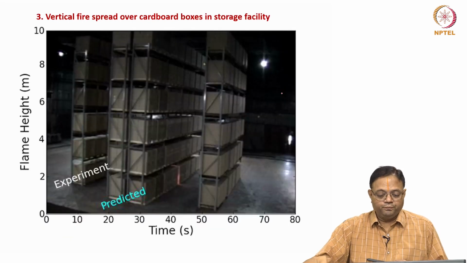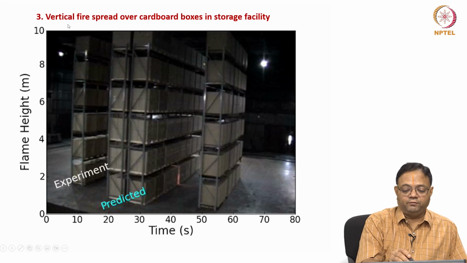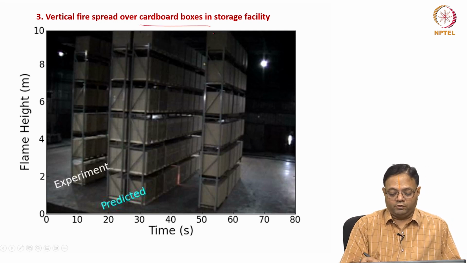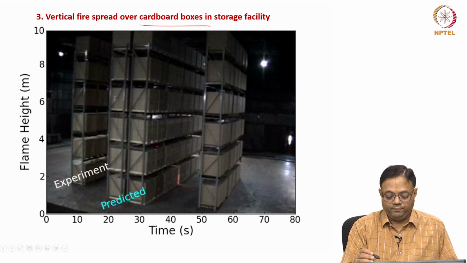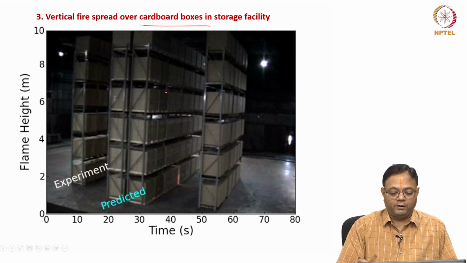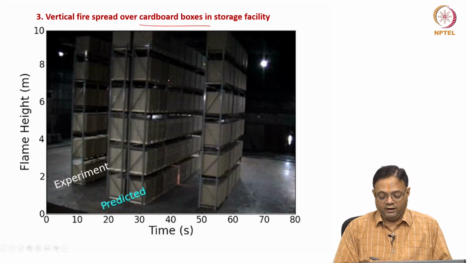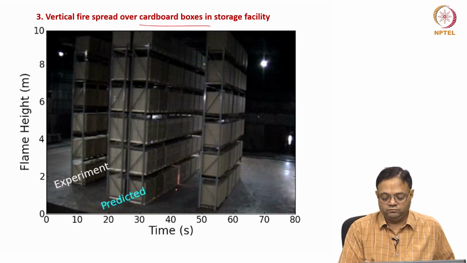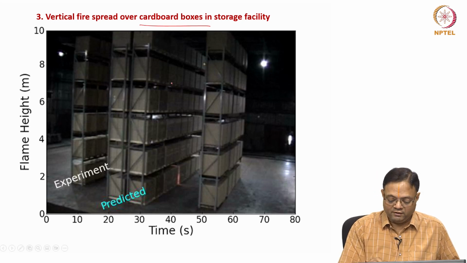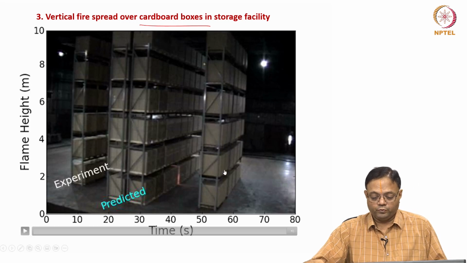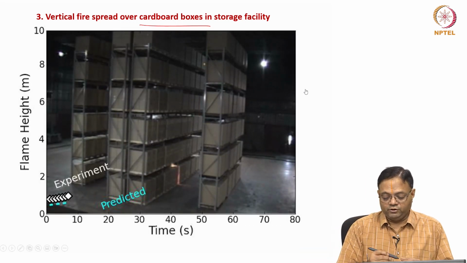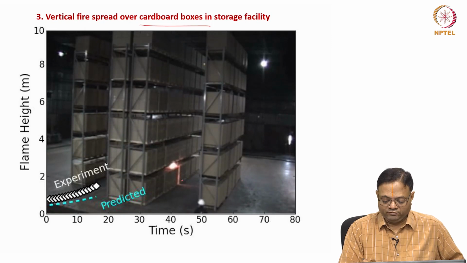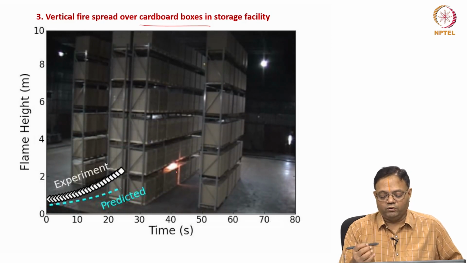Now this is the vertical fire spread over cardboard boxes, which are kept in a storage facility, about 10-meter high storage. If there is a fire at the bottom, some accidental fire, how the flame height varies with time is shown here. You can see that the flame is initiated accidentally or deliberately to study how the flame spreads.